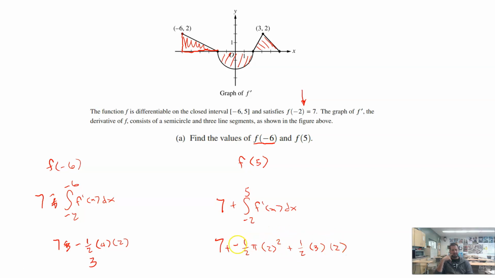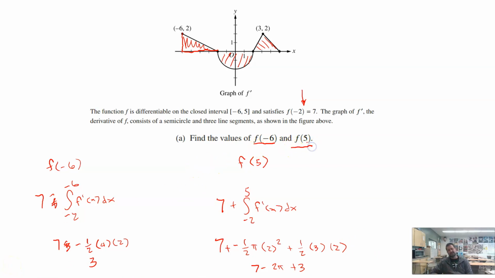When you simplify that, you could say again that it's like 7 minus 2 pi plus 3, if you wanted to simplify, or you could even change that to 10 minus 2 pi. So what I did here, again, is I just found both of those values.